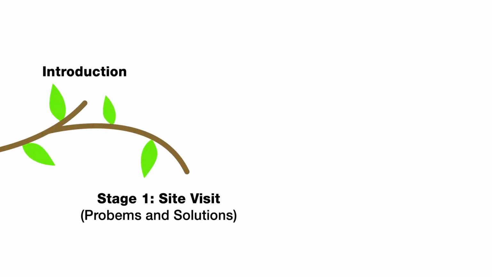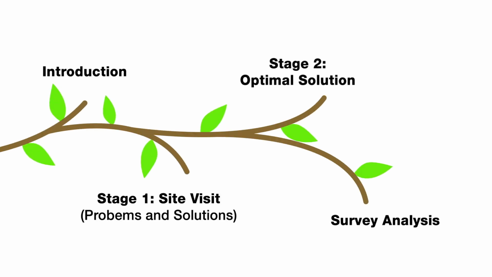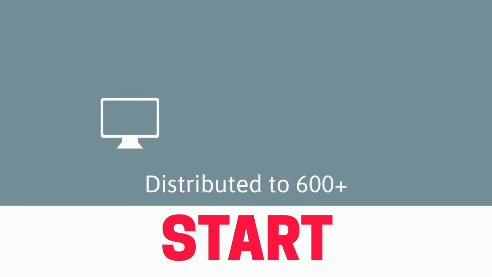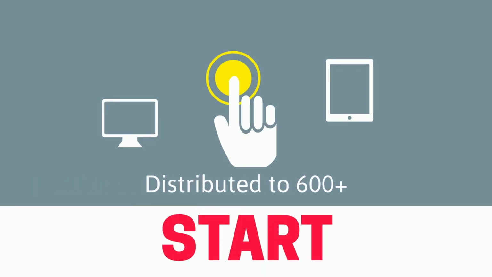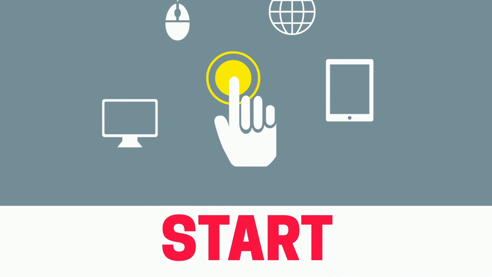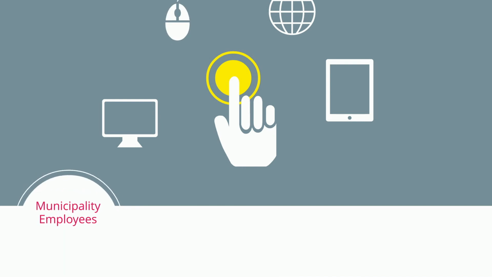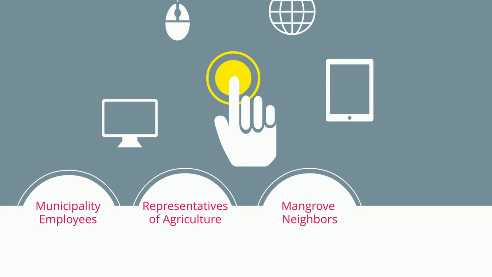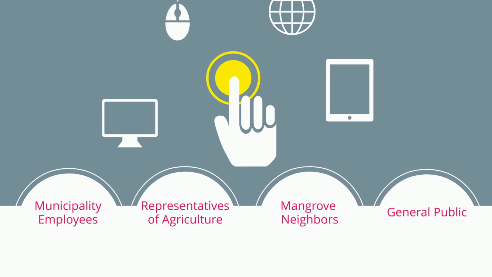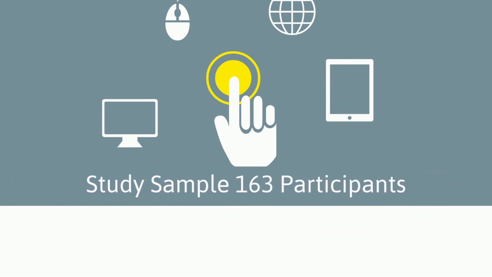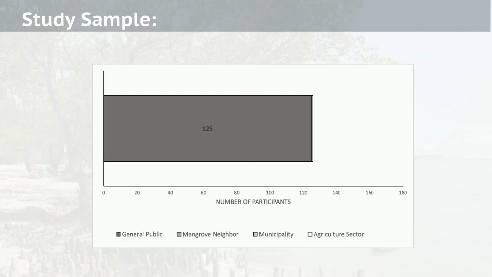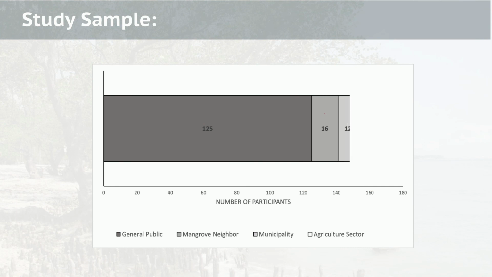Moving on to the survey and its analysis. The questionnaire was distributed via online means to over 600 participants comprising 4 stakeholders: the local municipality, representatives from the agriculture sector, people living or working near mangroves, and the general public. The study sample comprised 163 participants. The sample was divided as follows, with, for example, 16 responses from the mangrove neighbors.